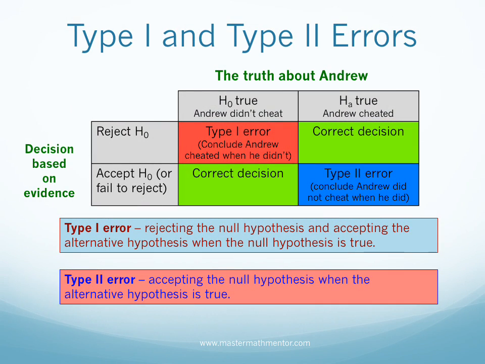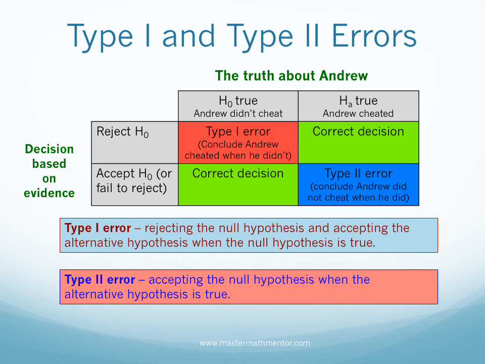If the null hypothesis that Andrew didn't cheat is true, and you find insufficient evidence that he cheated, you are correct. Also, if the alternative hypothesis is true that Andrew cheated, and you find that he cheated, again, you have made the right decision. Remember, though, only Andrew knows whether you have made the correct decision. That is generally true in any hypothesis test. You are making a decision based on evidence.